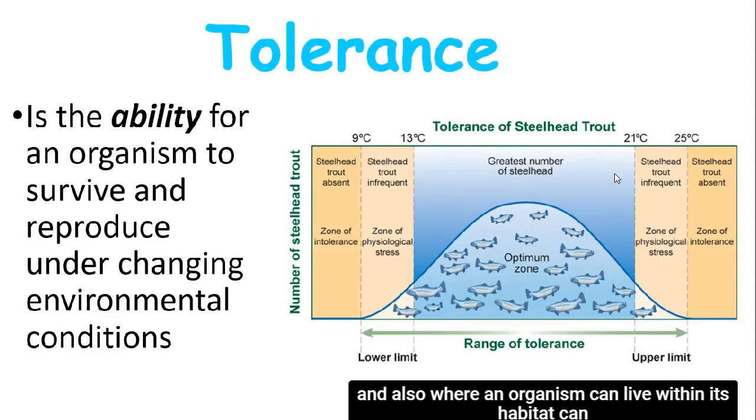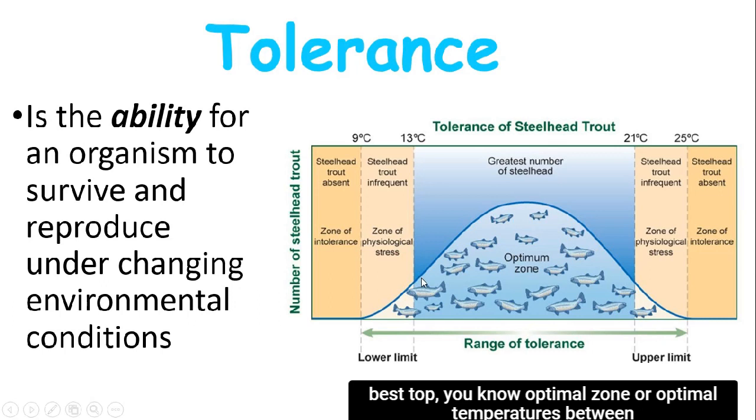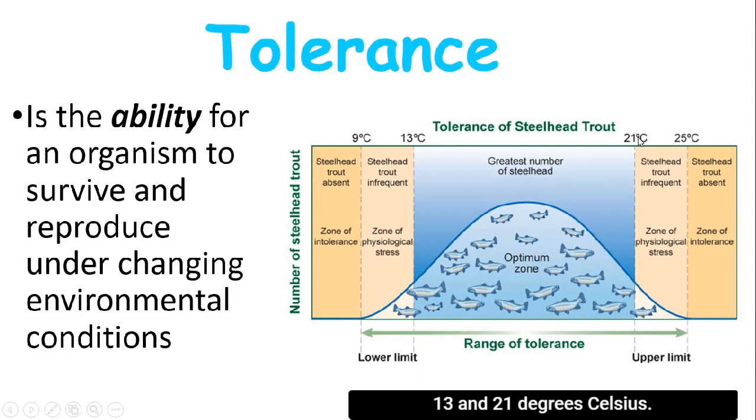Where an organism can live within its habitat can also be based on its tolerance. Tolerance describes the organism's ability to survive and reproduce under different environmental conditions. Looking at the tolerance of these steelhead trout, what temperature range do most steelhead trout like to live at, where they can reproduce, live and survive successfully? The optimal temperature is between 13 and 21 degrees Celsius.